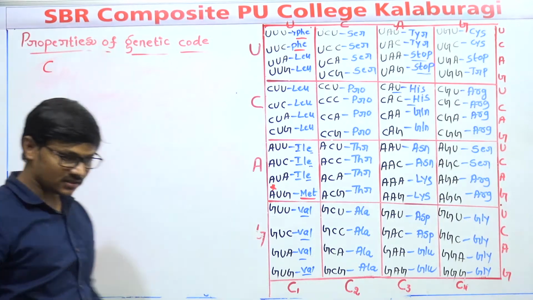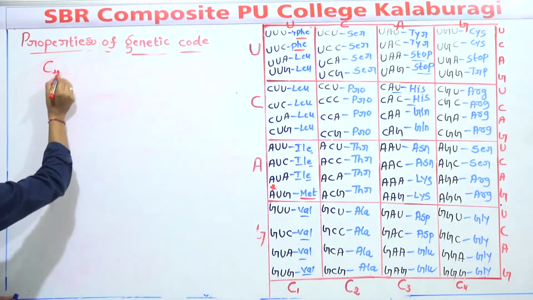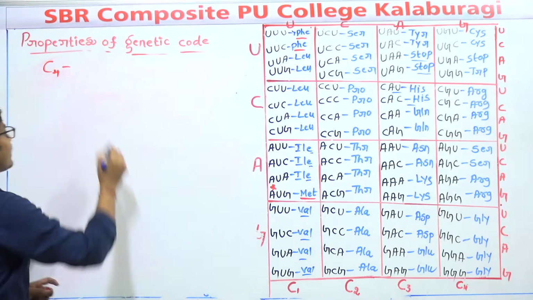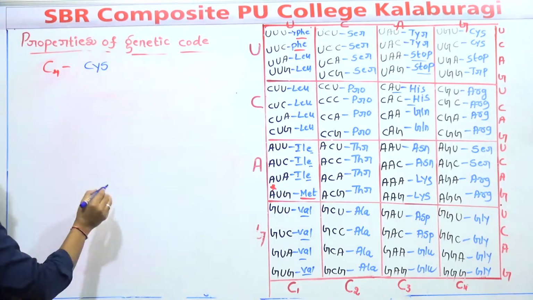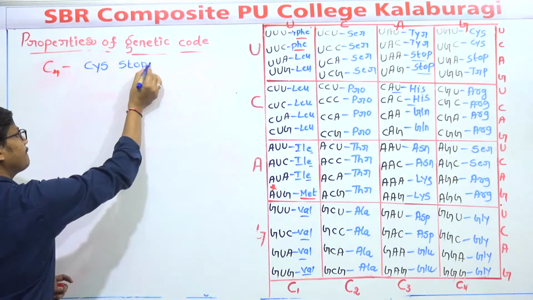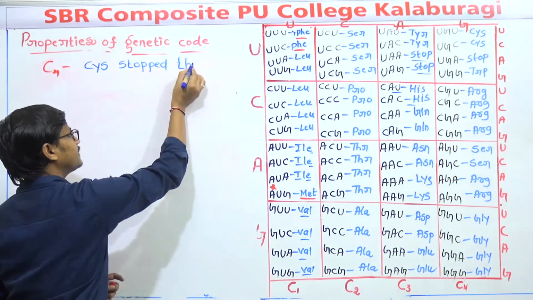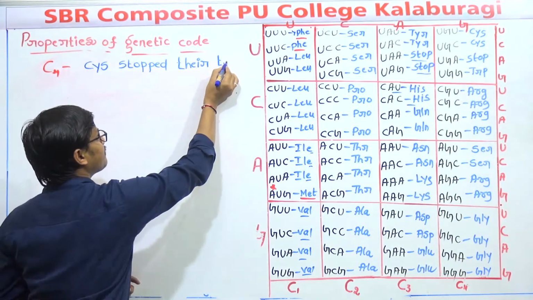Yes, the last column of the genetic code table. And to remember this, we have again a trick. Cis, stopped, they, tip.